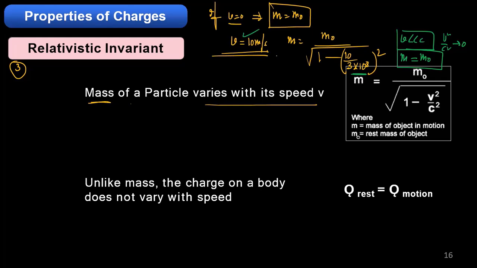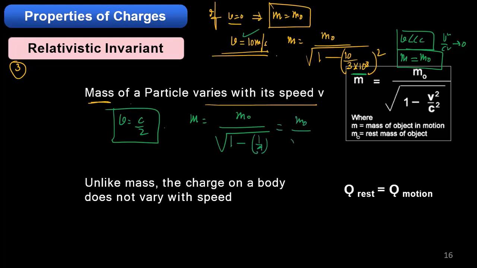But if the same particle is moving with a very high speed, let us say the velocity is c by 2, half of the light speed, now I cannot neglect v square by c square. So what is m? m becomes m naught divided by under root 1 minus v square by c square, which is 1 by 4. That means m naught divided by root of 3 by 4, which becomes 2 m naught by root 3, which is greater than m naught. That means whenever the particle is moving with a very high speed, the mass is going to change, the mass is going to increase.